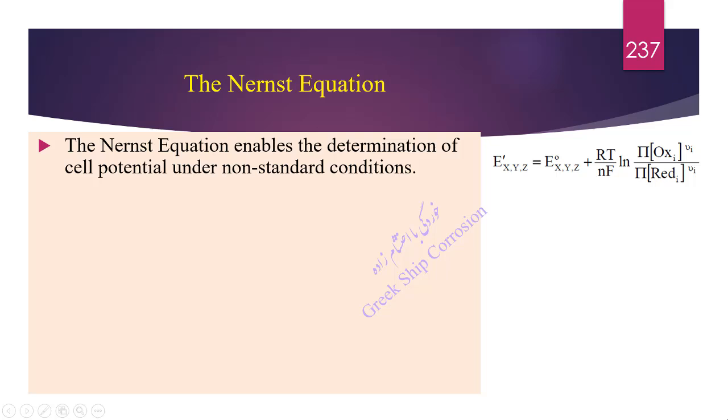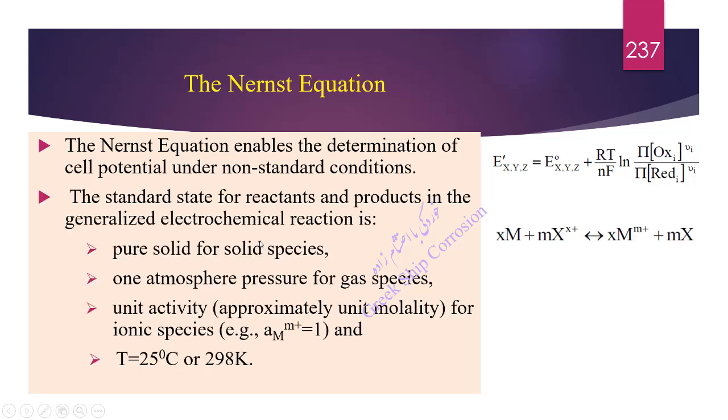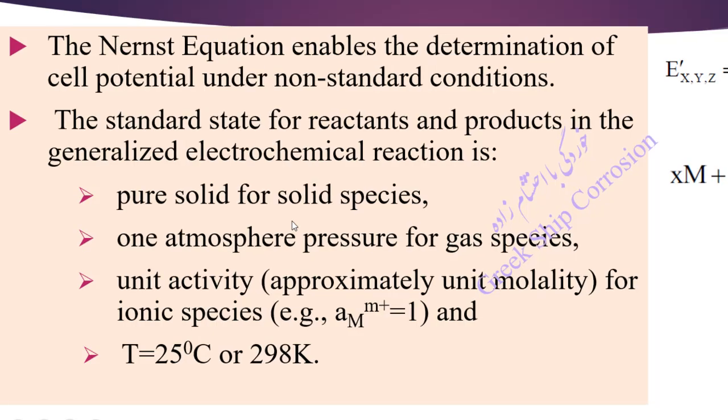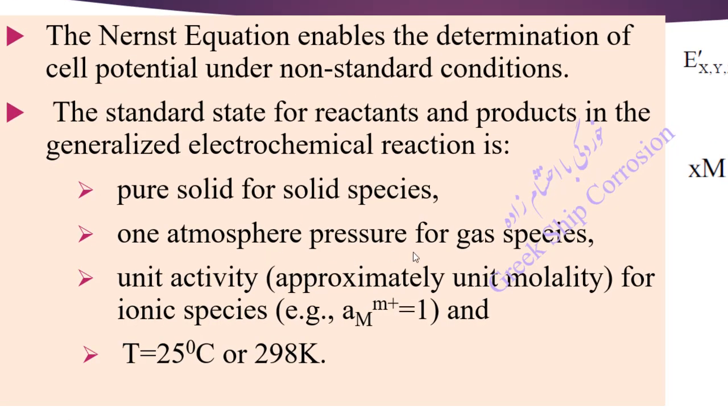The Nernst equation enables the determination of the cell potential under non-standard conditions. The standard state for reactants and products in the generalized electrochemical reaction is pure solid for solid species, 1 atmosphere pressure for gas species, and unit activity, approximately unit molality, for ionic species. For example, the activity of M^n+ equals 1 and the temperature equals 25 degrees Celsius or 298 Kelvin.